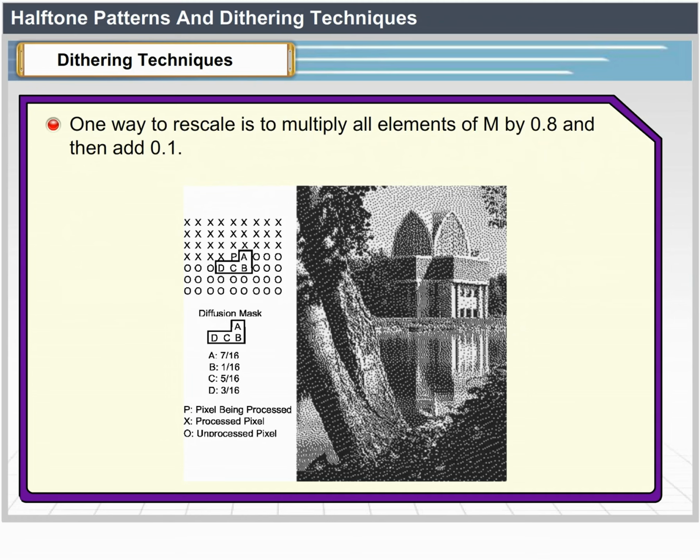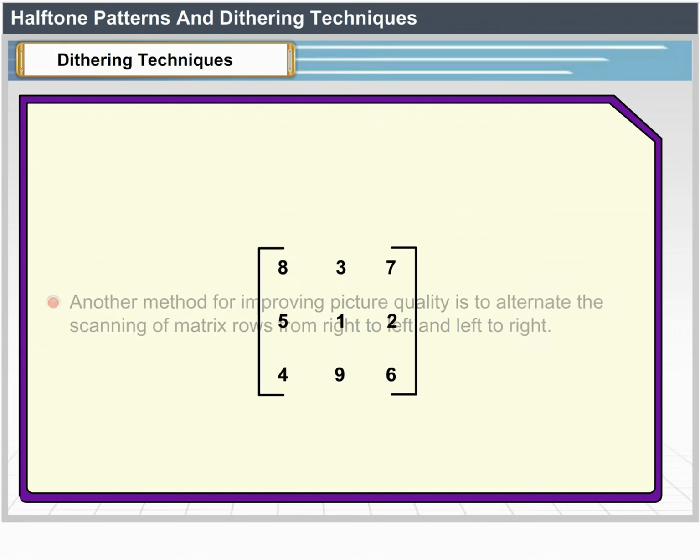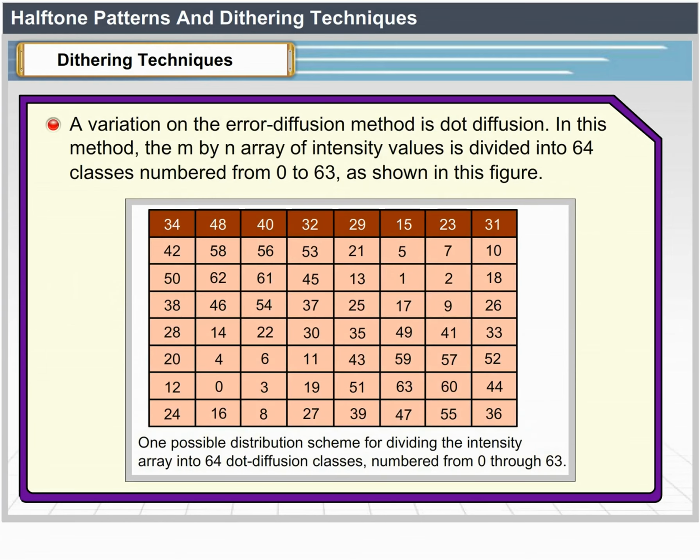One way to rescale is to multiply all elements of M by 0.8 and then add 0.1. Another method for improving picture quality is to alternate the scanning of matrix rows from right to left and left to right. A variation on the error diffusion method is dot diffusion.